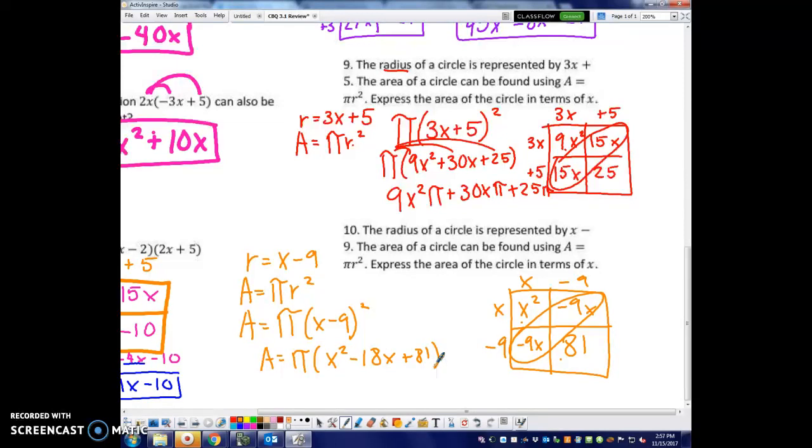So let me show you what that would look like if they put the pi in front. So pi times x squared is pi x squared. Pi times that is minus pi 18x plus pi 81. Just treat pi like it's a normal number that you've been using, all right?